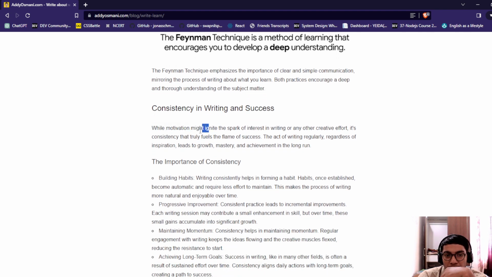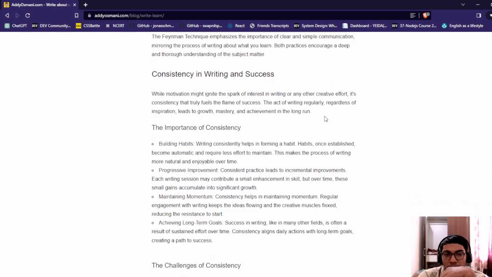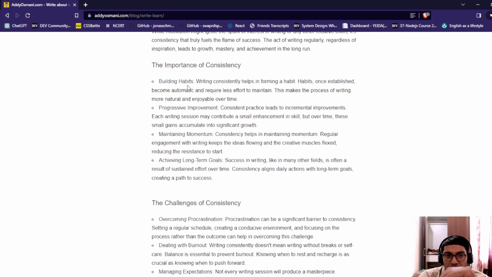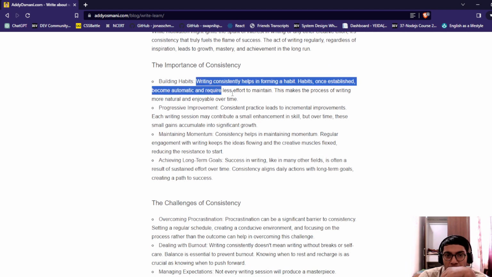While motivation might ignite the spark of interest in writing, consistency is the key. Build a habit: write consistently. Writing consistently helps in forming the habit, and once established, it becomes automatic and requires less effort to maintain. This makes the process of writing more natural and enjoyable over time.